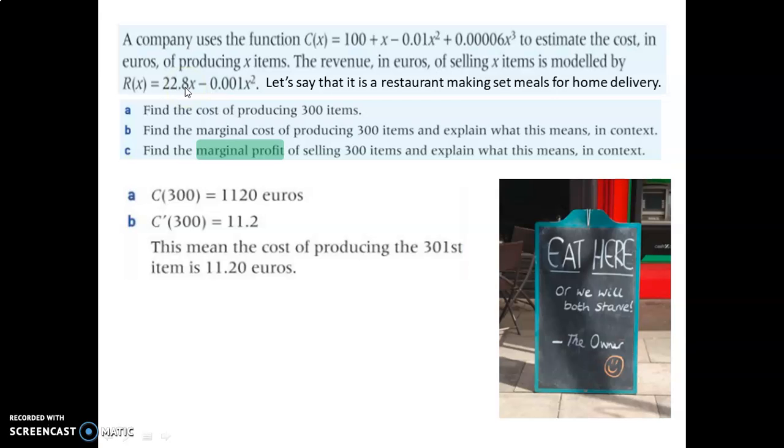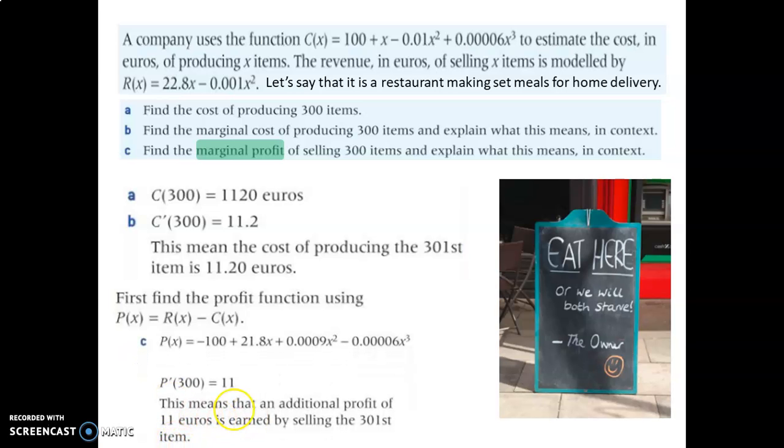And you may remember, revenue is all the income that comes to a company, and profit is revenue minus costs. So you're going to have to do revenue minus costs and find a new function, the profit function. So do that now. Find your profit function when you subtract those two. And then find the marginal profit. That means take the derivative of that profit function and find that marginal profit at 300 items.